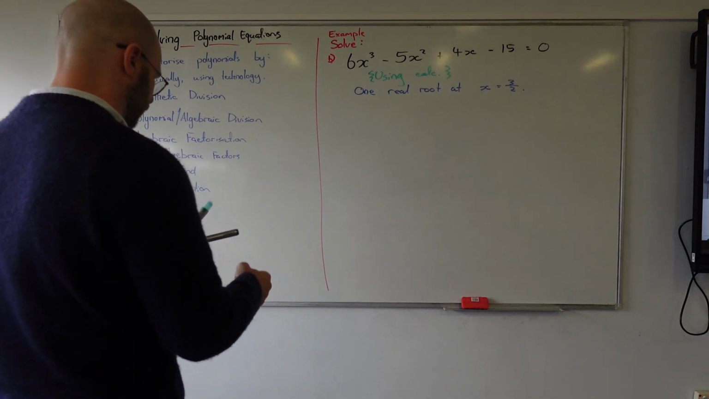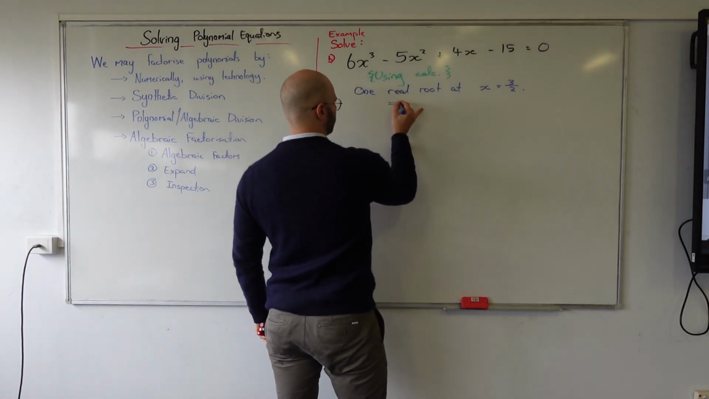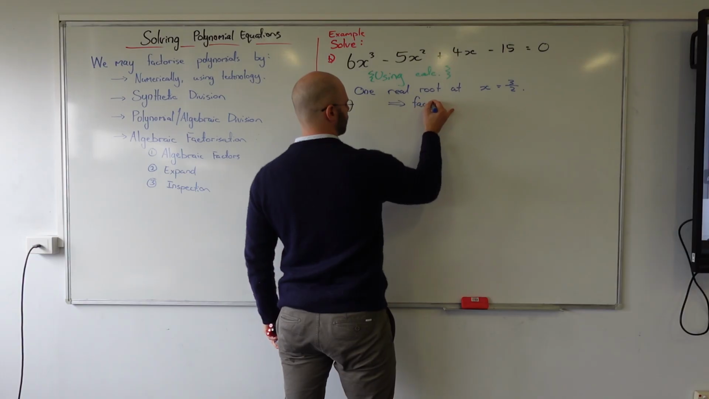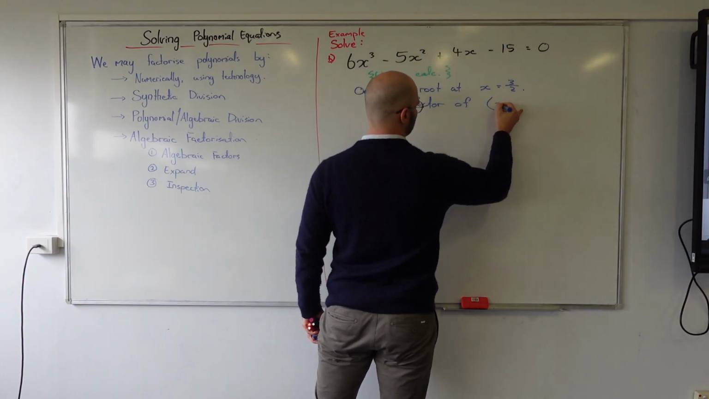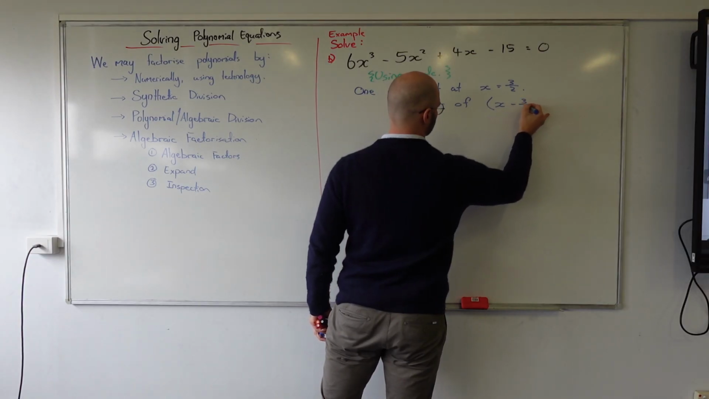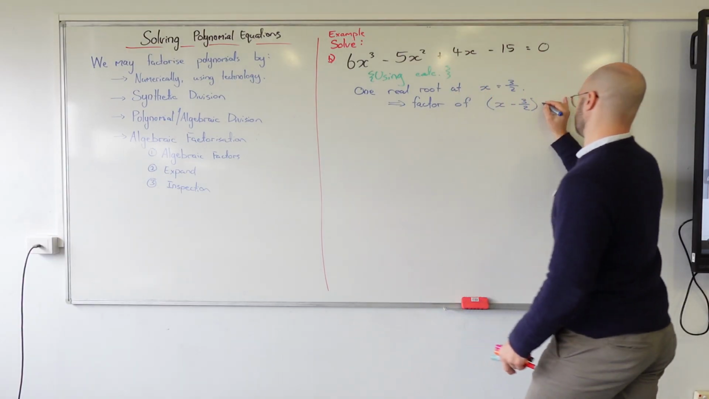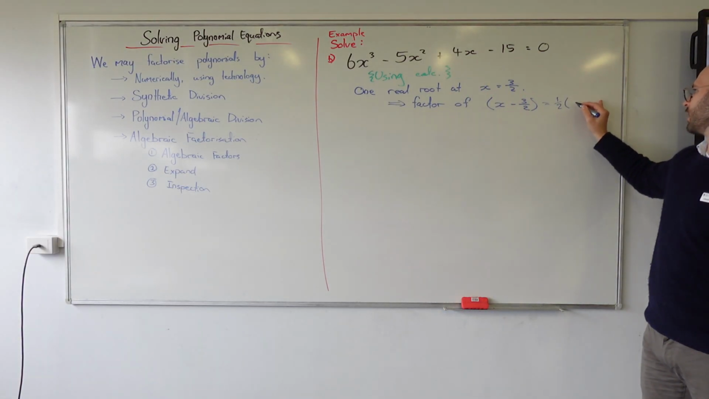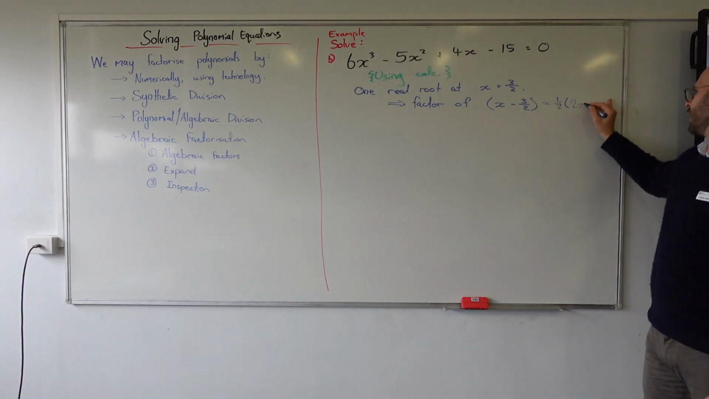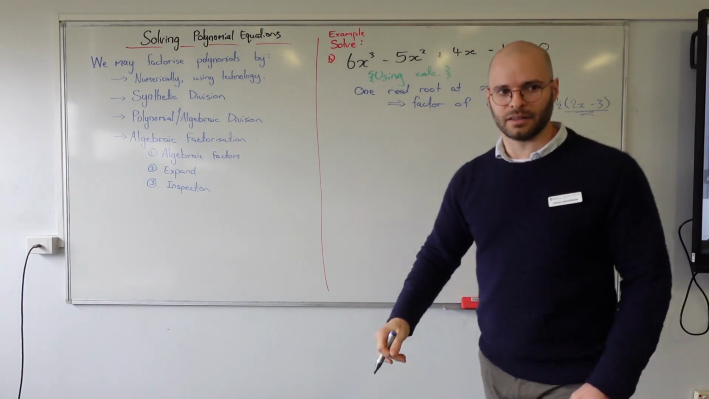Now, because we know the real root, we know that there will be a factor. In this case, it's going to be x minus 3 on 2. Now, I'm going to modify this slightly. We can take out the factor of a half, and we're going to get 2x minus 3. This is what we care about for now.